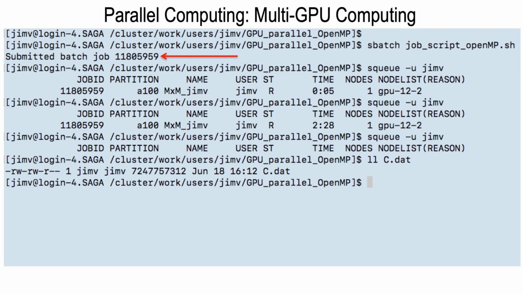To submit our job to the Slurm workload manager, we use the sbatch command, which assigns it the job number 11805959. We can then use the ll command to verify that the job has created the data file, which we find to be over 7 gigabytes in size.